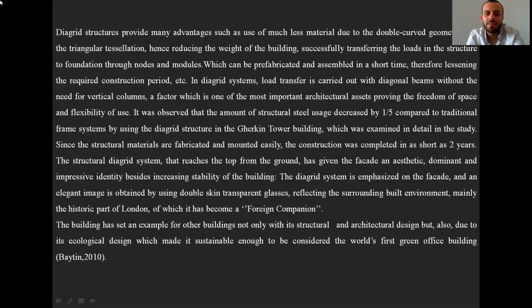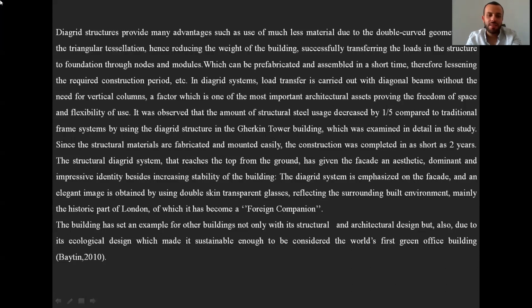The structural Diagrid system that reaches the top from the ground has given the facade an aesthetic, dominant, and impressive identity besides increasing the stability of the building. The Diagrid system exhibits the facade, and an elegant image is obtained by using double-skin transparent glass, replacing the surrounding environment, mainly in this historic part of London, of which it has become a foreign element.